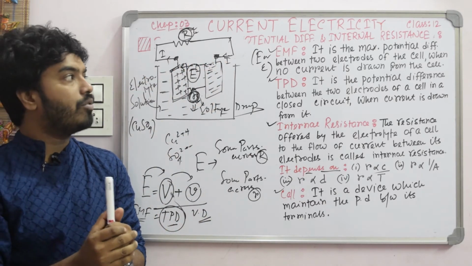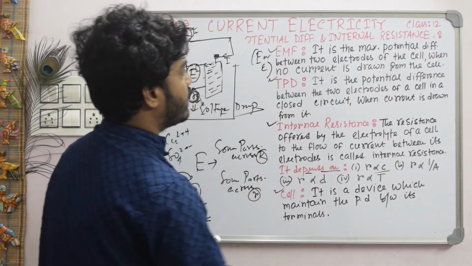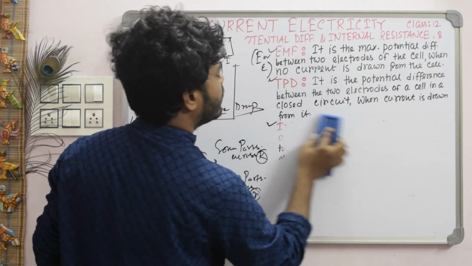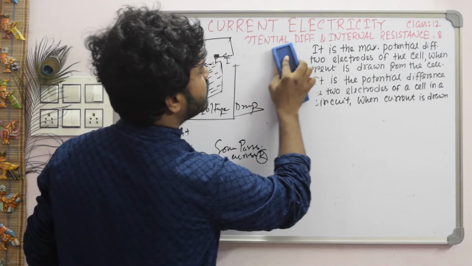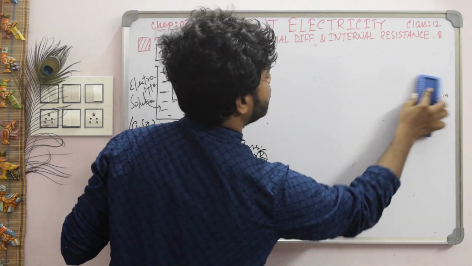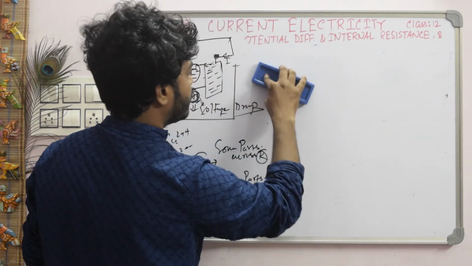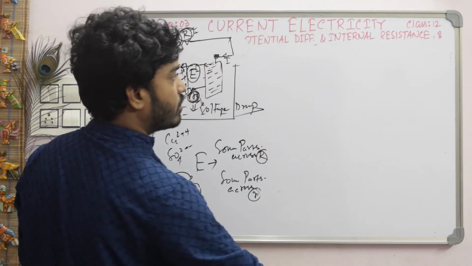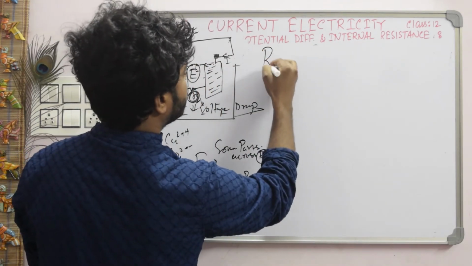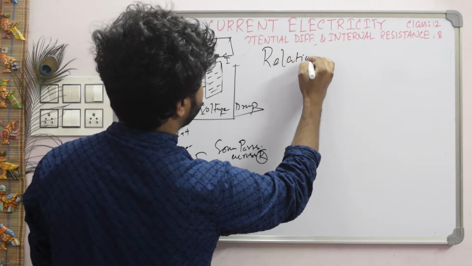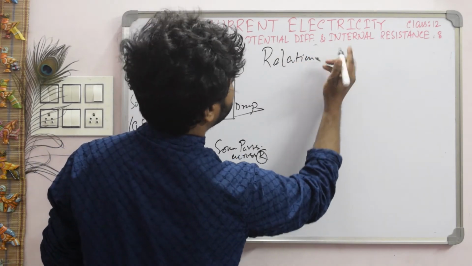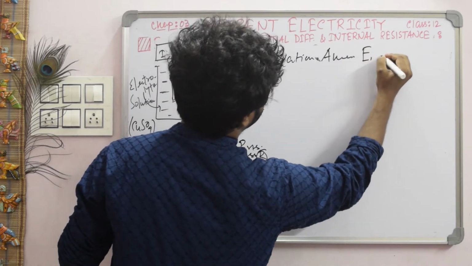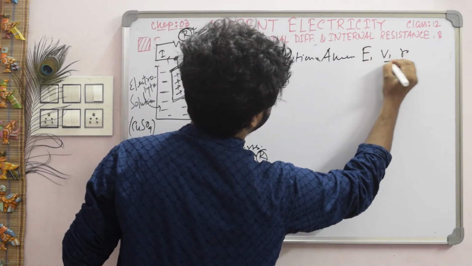Okay. Now we will derive a relation among EMF, terminal potential difference and internal resistance. A very important relation for your numerical purpose and for your basic concept. So establish the relation among EMF, V and internal resistance r.